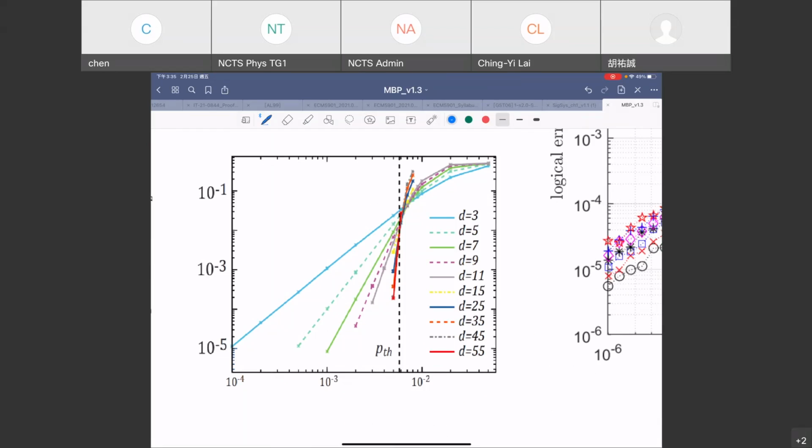So you will see that people would like to increase the threshold of a code family, and physically people would like to have the gate error rate below this threshold. Okay.